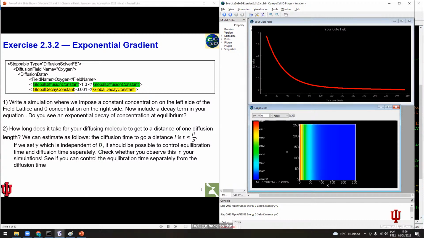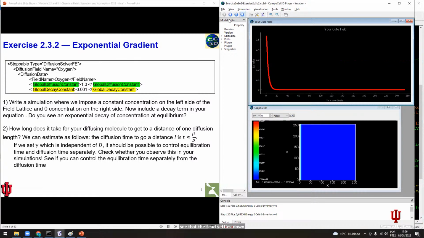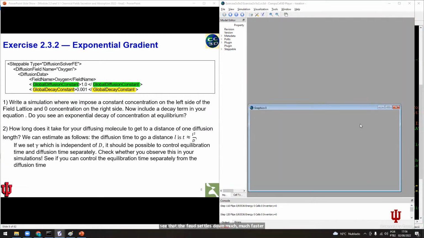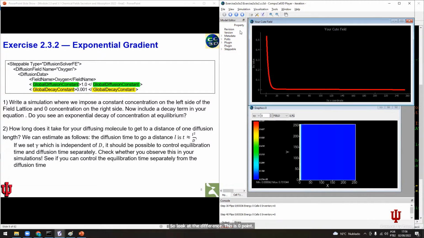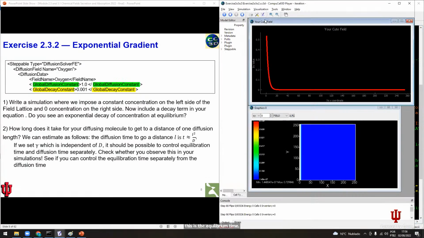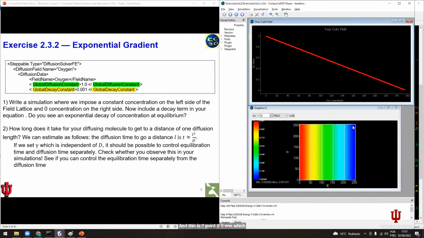Now you will see that the field settles down much, much faster. So look at the difference. This is 0.1. Okay, so this is the equilibration time. And this is 0.001, which happens much, much slower. Look, okay?